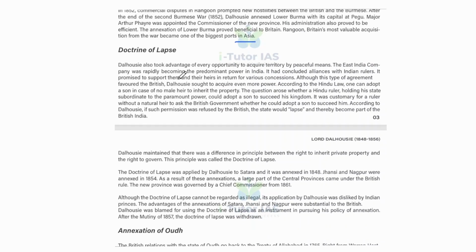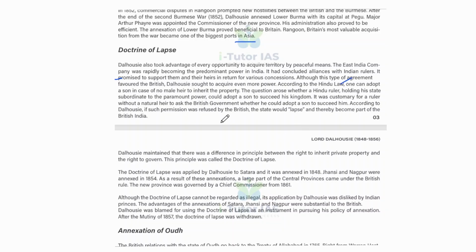Now, the doctrine of lapse. Dalhousie also took advantage of every opportunity to acquire territory by peaceful means. The East India Company was rapidly becoming the predominant power in India, and it had concluded alliances with the Indian rulers. It promised to support them and their heirs in return for various concessions. Although this type of agreement favored the British, Dalhousie sought to acquire even more power.